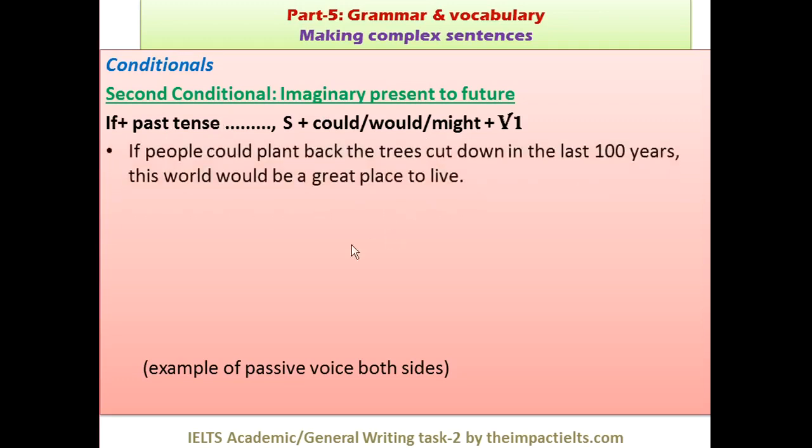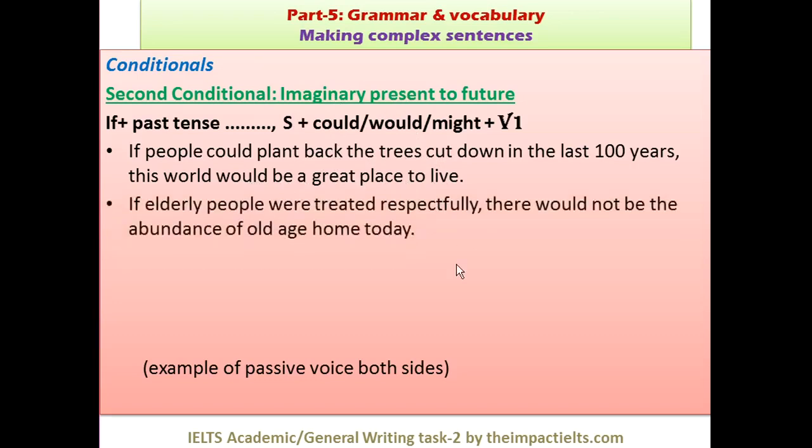So let's come to an example. If people could plant back the trees cut down in the last 100 years, this is just an imagination, right? We are not going to plant all the trees which have been cut in the last 100 years. So just an imagination. This world would be a great place to live. Neither is this going to happen. But the imagination is done in the present. So we say that it is present imaginary, although you can take it to the future a bit.